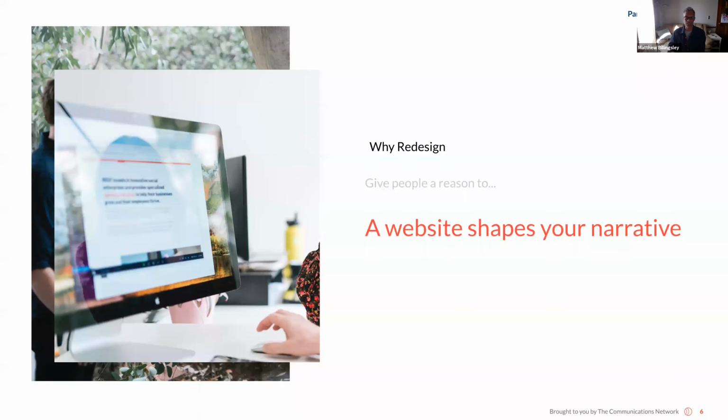A properly done redesign of your website can help you reach your organizational goals and convey your mission much more effectively.